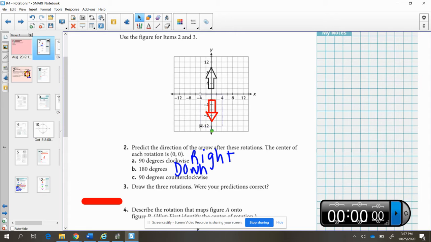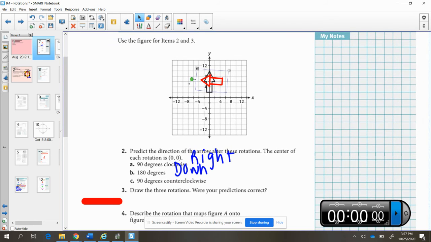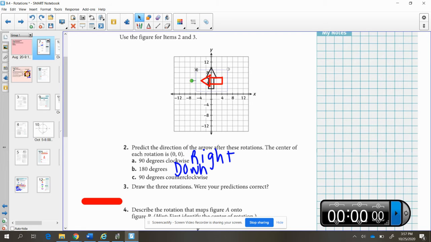Now if we take our arrow and put it back to the starting location, and instead rotate it 90 degrees counterclockwise, that means we'd be rotating it to the left. And again, around the point 0, 0, it would be rotated to the left like so. Because we went left like this, the arrow would be pointing in the leftward facing rotation.